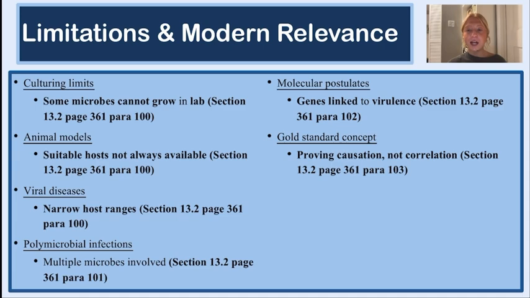Another limitation is the growing recognition that many infections are polymicrobial, meaning multiple organisms contribute to the disease, which prevents fulfillment of these postulates. To address these challenges, scientists developed molecular Koch's postulates, which focus on identifying specific genes that contribute to virulence. But despite these limitations, the logic of Koch's postulates, which demonstrates true causation rather than simple correlation, is considered the gold standard for determining whether a factor actually causes a disease.